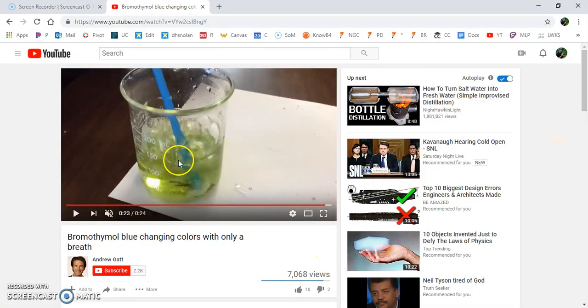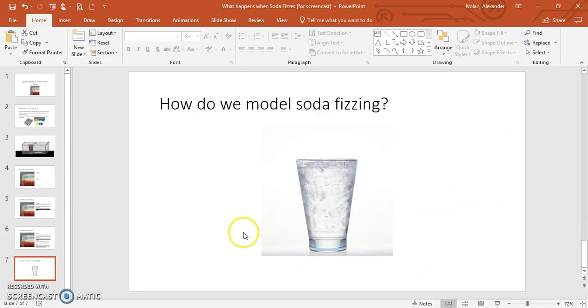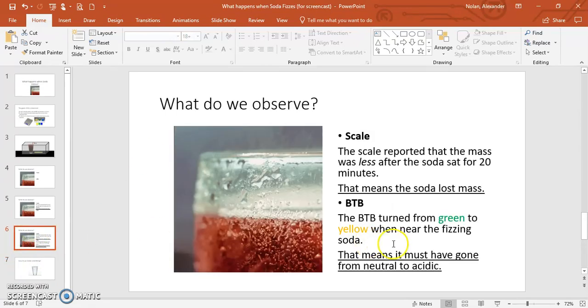So what does this say about BTB and breath? Well, you know that your breath is made out of carbon dioxide. The carbon dioxide turned the BTB yellow. We should remember that. And it's also what we observe happened to the BTB when we set it next to the soda. So that should be a really important clue as to what's going on in the soda.